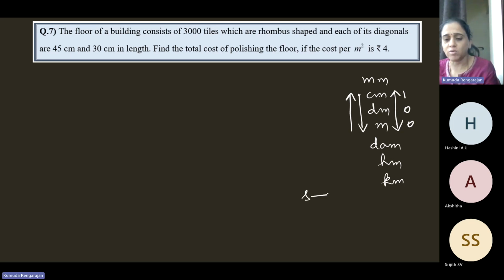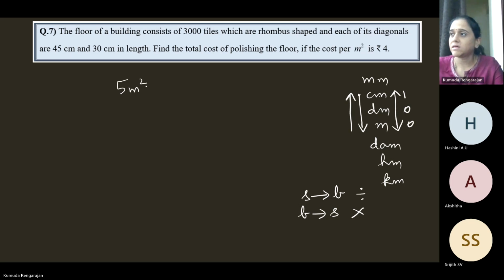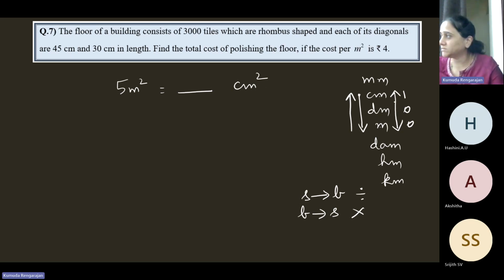Smaller unit to a larger unit, small to big, you should divide. Big to small, you should multiply. Okay. Now supposing you have 5 meters square and you have to convert that to centimeter square. How do you convert meter to centimeter? You multiply by 100. So meter square to centimeter square, multiply by 100 2 times.